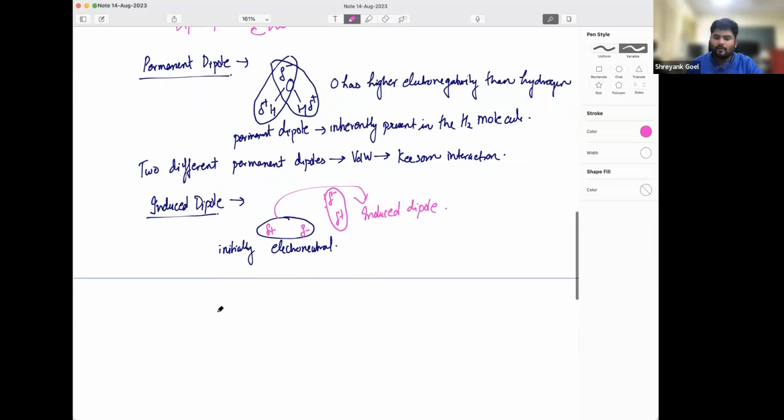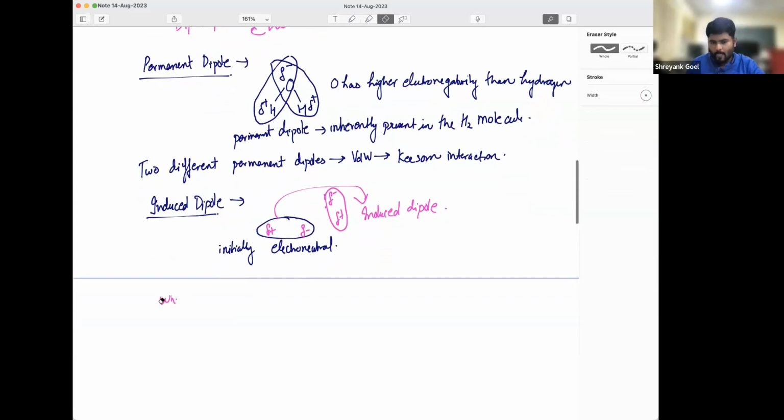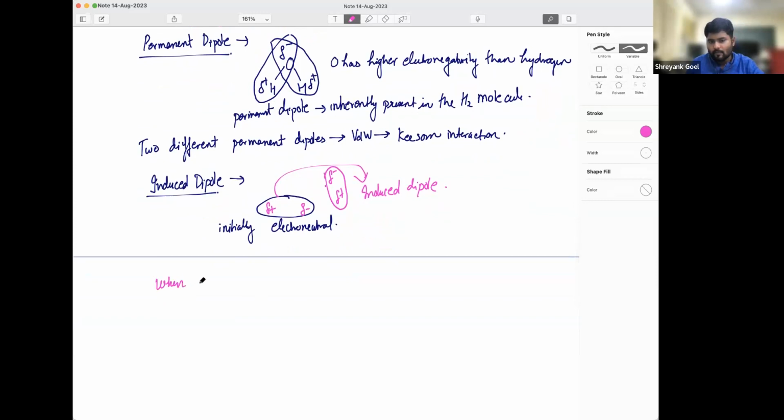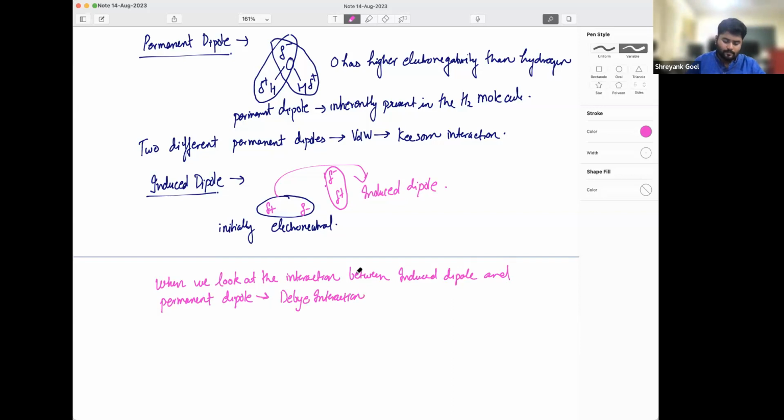And when we look at the interaction between these kinds of species, that is induced dipole and permanent dipole, then it is called Debye interaction. Okay. Any problem? Any question till now?